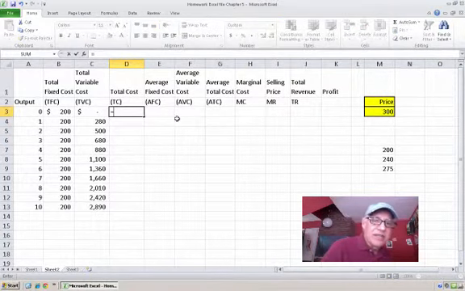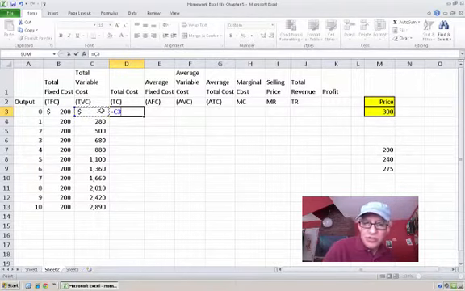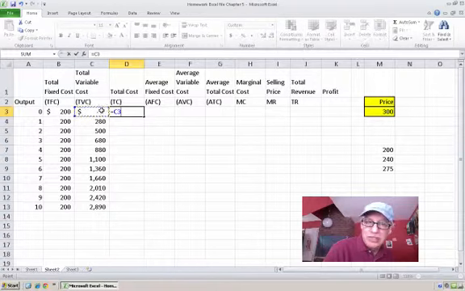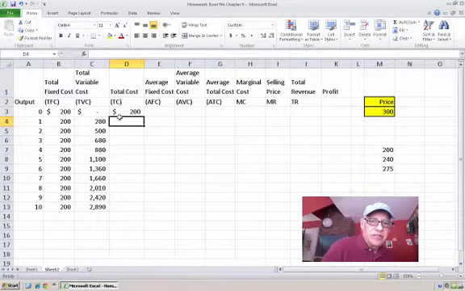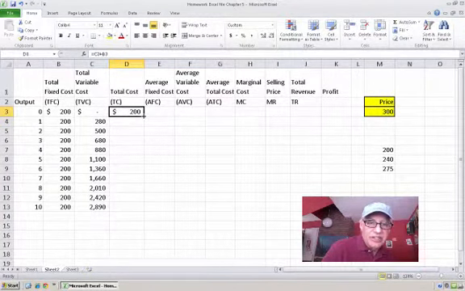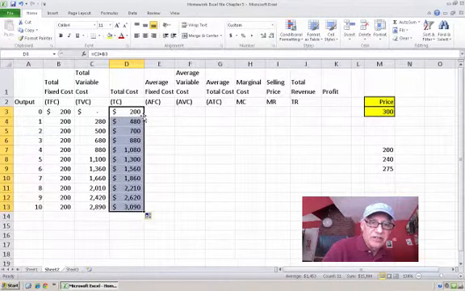It's going to be my variable cost, 0 for this first one, because if we produce nothing, there's no variable cost, plus the total fixed cost, right? C3 plus B3, 200. And if I want to copy it all the way down, I just go to the corner, get the handle there, double click, and it copies all the way down.